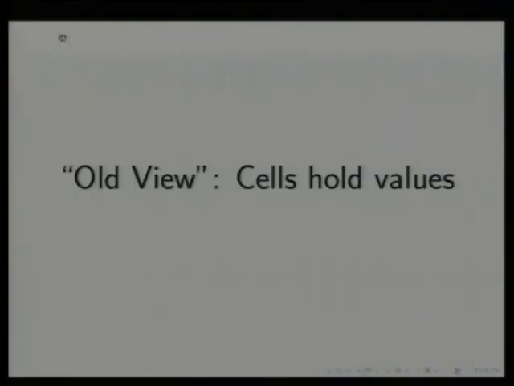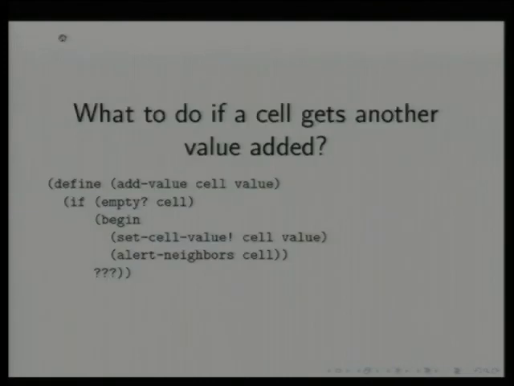So historically, these systems have generally been built with the implicit idea that the cells are things that hold values. And then if a cell is a thing that holds a value, then what do you do when you get a second value? Well, it might happen. There are computations that are multidirectional. We wanted them to be multidirectional because we want to be able to send Fahrenheit to Celsius or Celsius to Fahrenheit. But what happens if we do both at once?